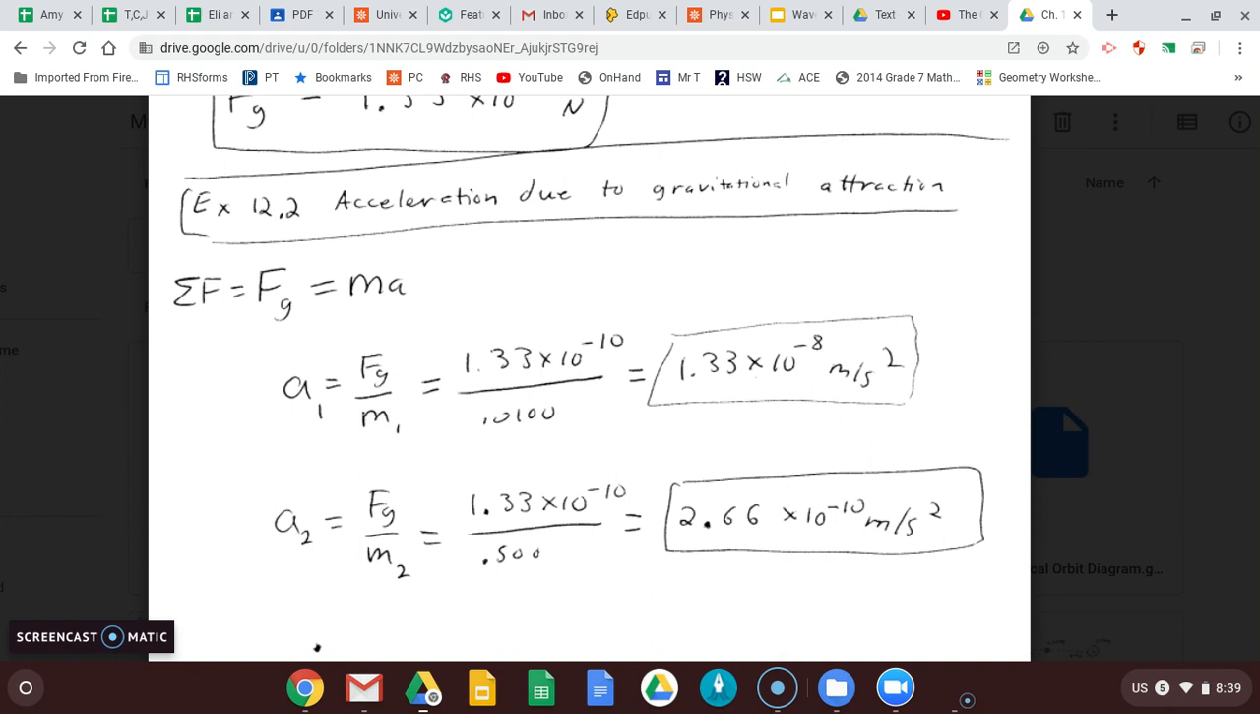And object 2, since it has a different mass, will have a different acceleration. So plugging it in, its acceleration is not as great, 2.66 times 10 to the negative 10 meters per second squared. And that should make sense. If these two are both experiencing the same force, the lighter object will accelerate greater towards the heavier object, which will accelerate less.